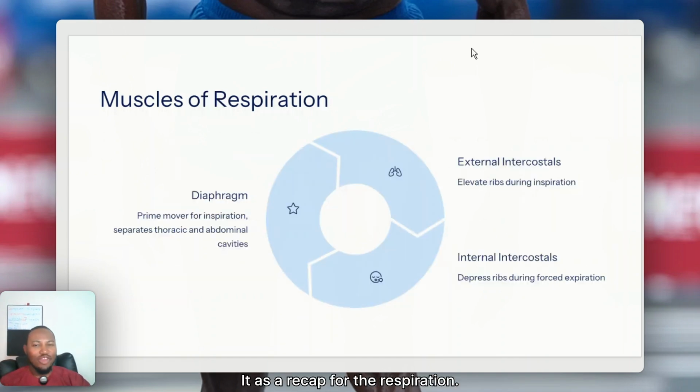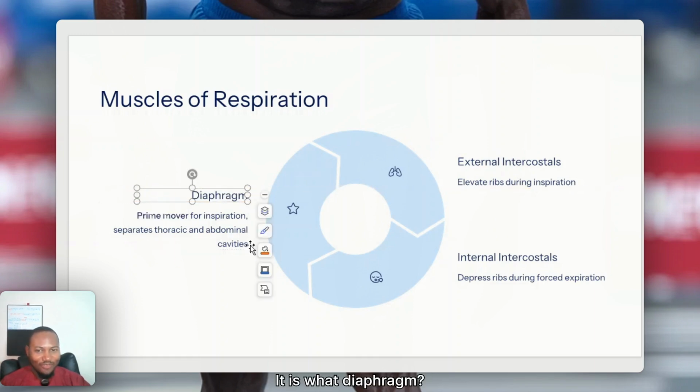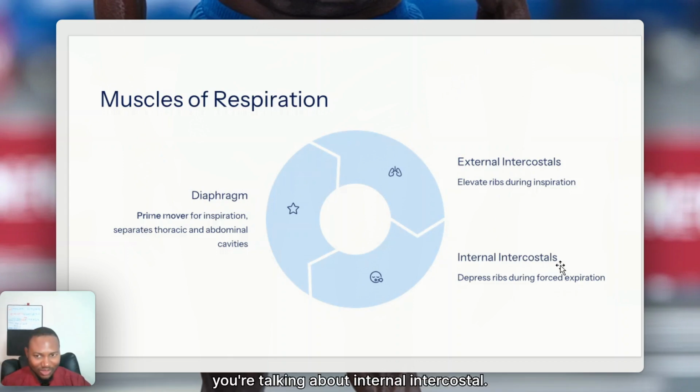As a recap for respiration, can you remember what I told you is the prime mover of inspiration? It is the diaphragm. Extremely important. So if they ask you what the prime mover for inhalation is, it is the diaphragm. If you're talking about exhaling, that is expiration, you're talking about the internal intercostals.